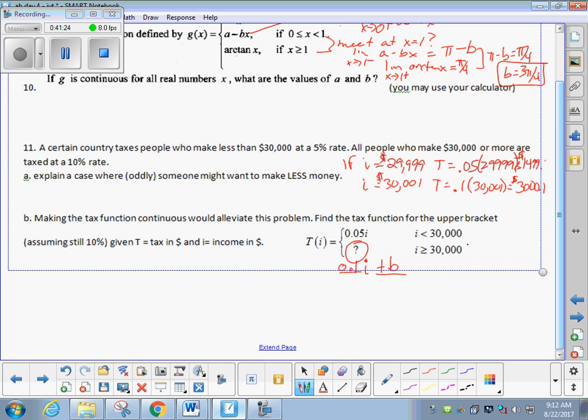Now is where we're starting to get into continuity. If I want them to meet, then the one-sided limits must be equal. Continuous, so the limit as x approaches, x, I'm already screwing up, okay? Not x, there's no x here. What? I. I approaches what?